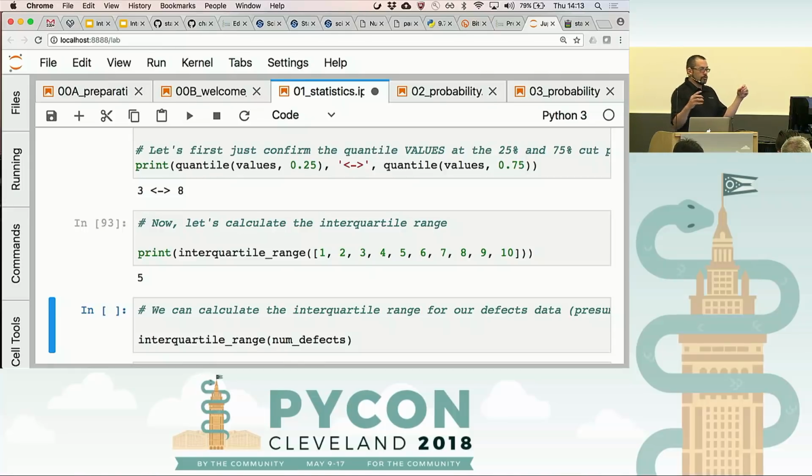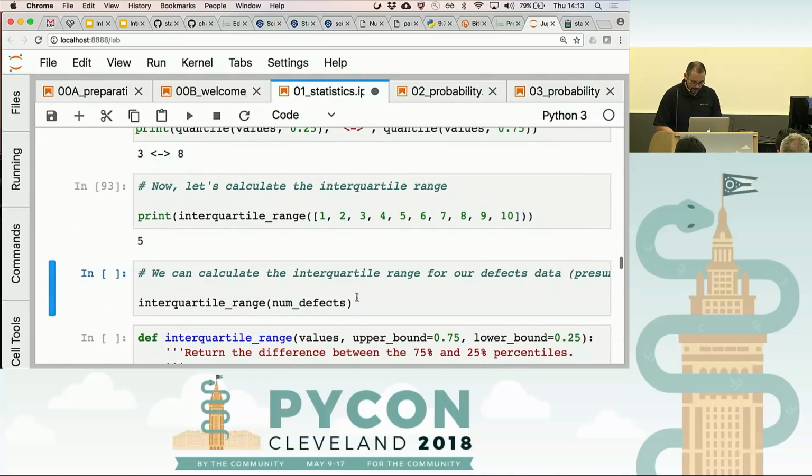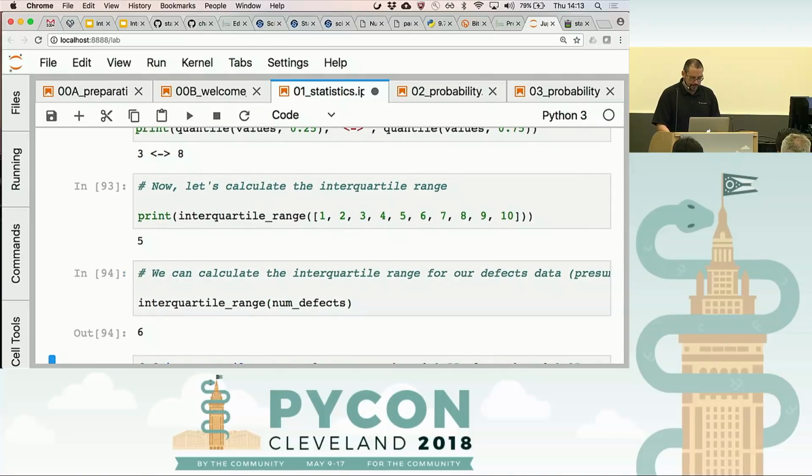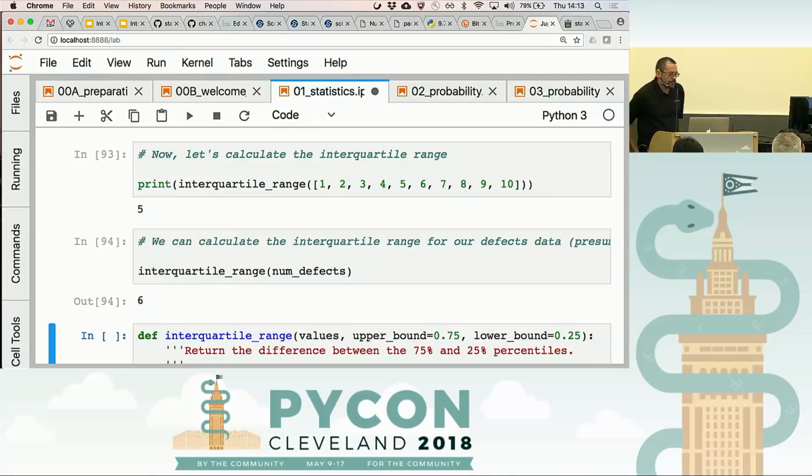If I want to then do that math and say how big a spread this is, I just subtract one from the other, and we see that 8 minus 3 is 5. So let's do that with my batch of defects. And it says, hey, if I'm only looking at 25% and 75%, your range of values was only 6. It's only a spread of 6.